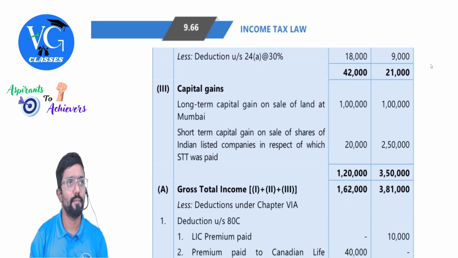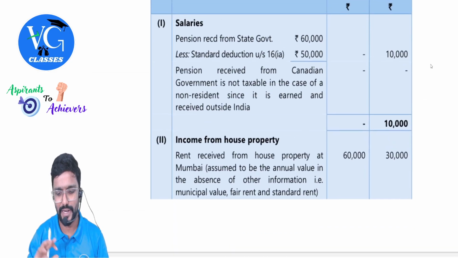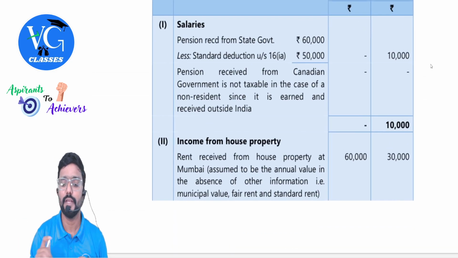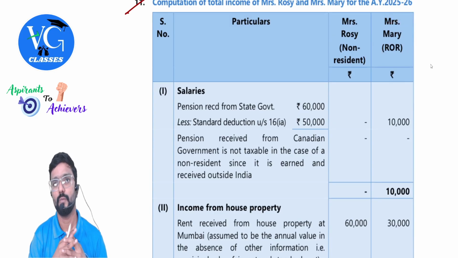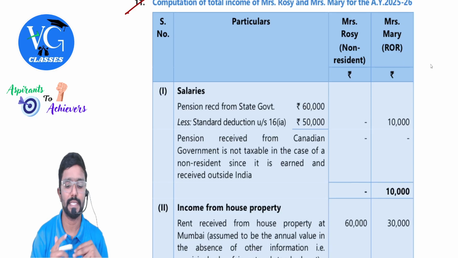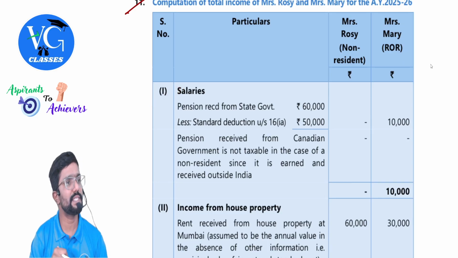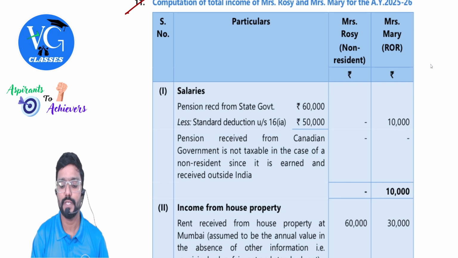Next, capital gains. Let us quickly analyze both actually together. Okay, chalo. Mary is an ordinary resident. Why, sir? She is settled in India itself. So whatever pension she is receiving, is it taxable? Yes. So 60,000, and she is following the optional scheme, so 50,000 standard deduction you give. Remaining 10,000 is taxable. Sir, what about Rosie?